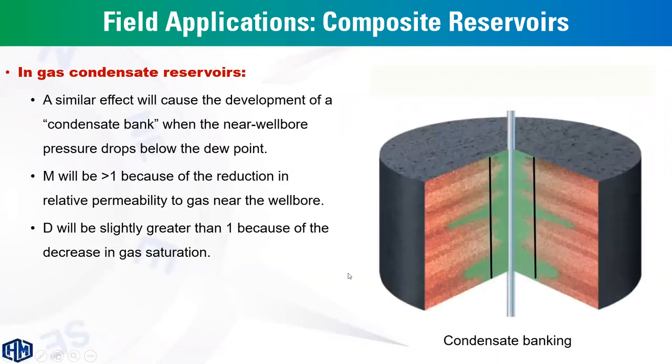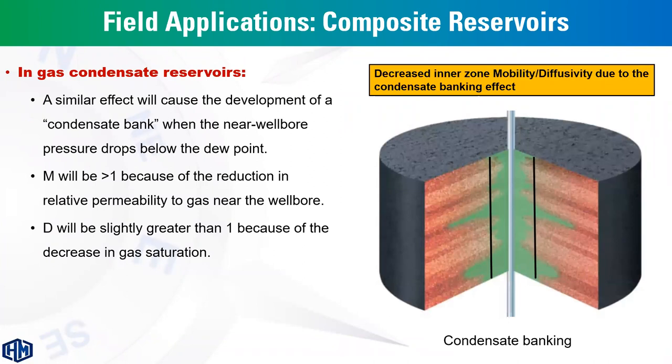Another application of this composite reservoir system is for gas condensate reservoirs, where we may have such condensate banking around the wellbore due to reduction of average reservoir pressure below the dew point pressure. Therefore, we expect a decreased inner zone mobility or storativity due to the formation of a condensate bank around the wellbore, which means it will represent a constraint for gas production, and it will reduce the effective mobility to gas, and finally it will reduce the gas production rate. That's the application we will highlight in this presentation.